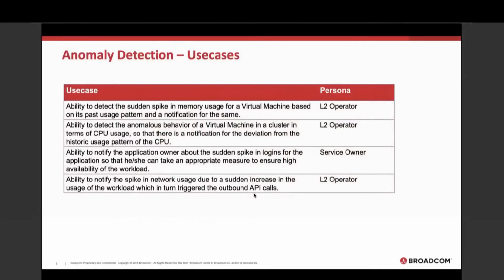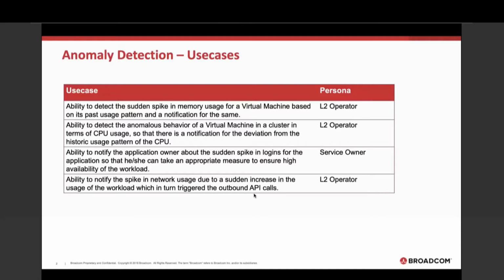Before we go on to do what we have done for anomaly detection, just to set the context: why we are doing it, what use cases it is serving, what is the purpose of doing it, and whom it is going to serve. The anomaly detection that we have built is going to serve people like service owners, L2 operators, some of the personas it's going to serve.